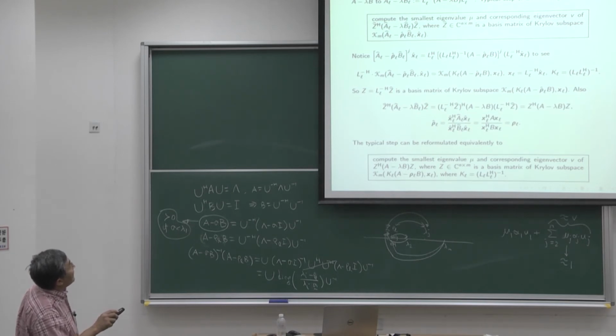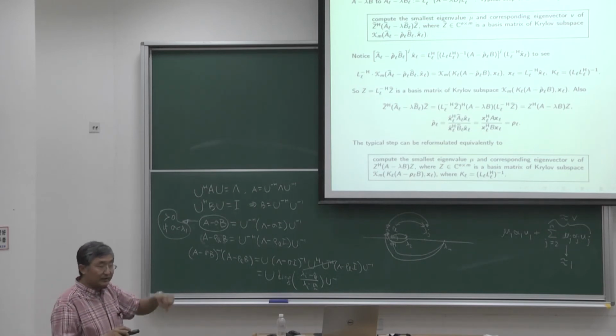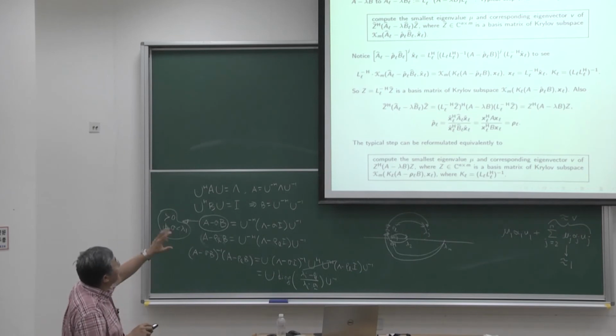The typical step, if we're going to apply this symbolically to the transform problem, is going to look like this. We're going to compute the smallest eigenvalue mu and a corresponding eigenvector of this matrix, with everything with a hat. That means the transform problem.